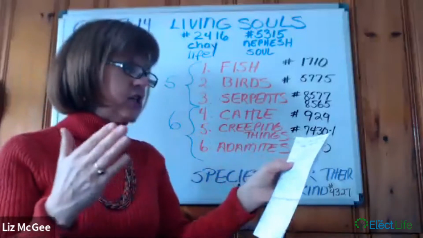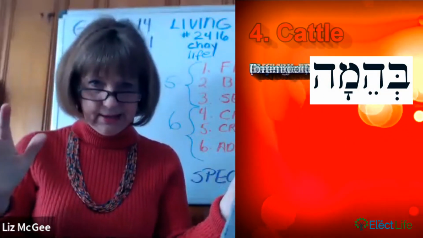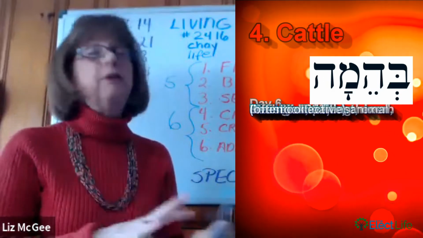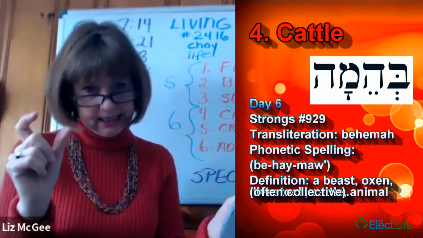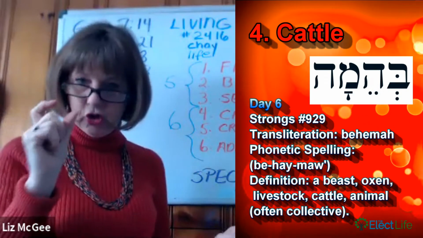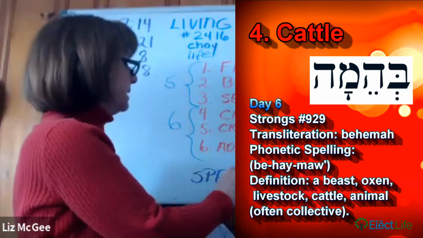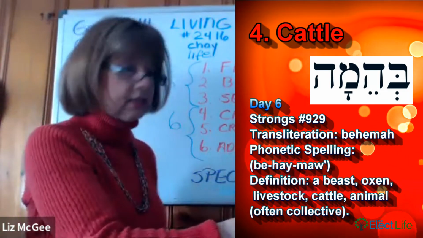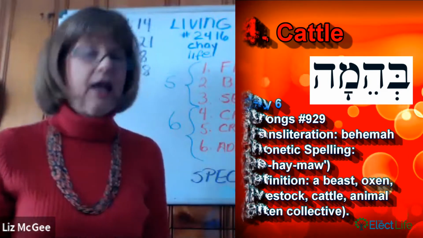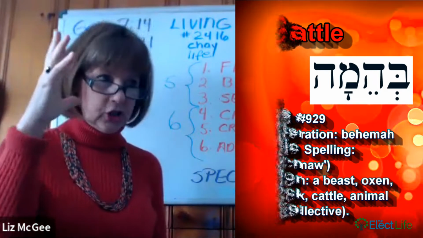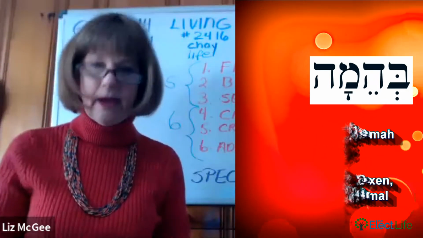This is number 929 in your Strong's. This is the behemoth. One of the most confusing words, if you try to do this, is the word beast. When they use the word beast to translate, sometimes cattle are beasts, sometimes Adamites are beasts, sometimes serpents are beasts. It's very confusing, because I don't think the translators understood. They didn't have this whole classification system, so they didn't understand.